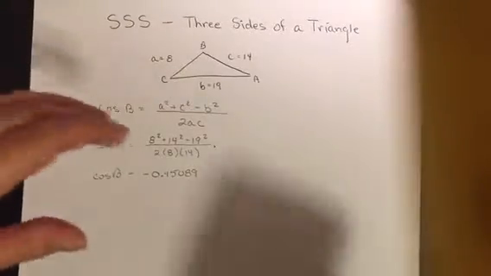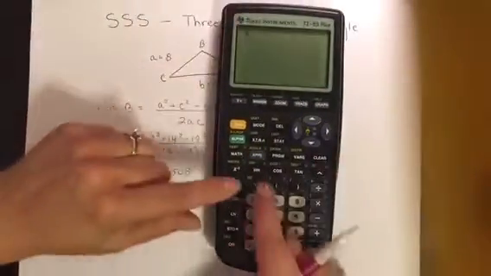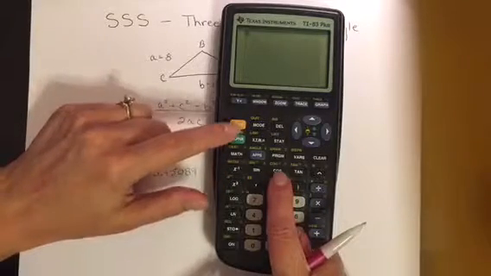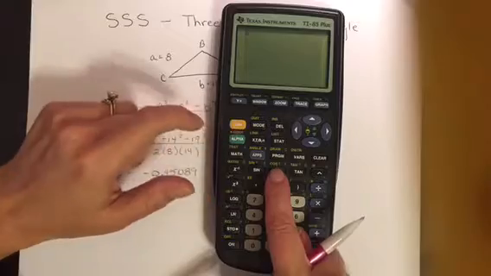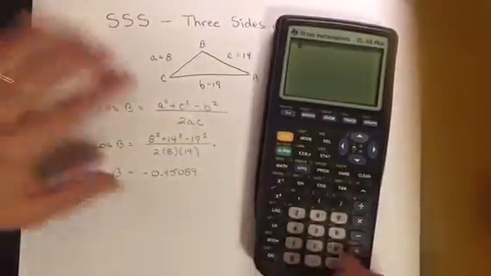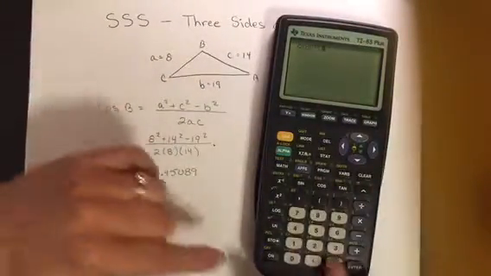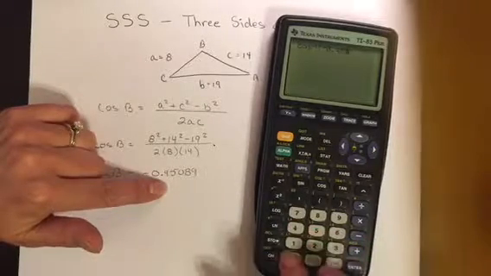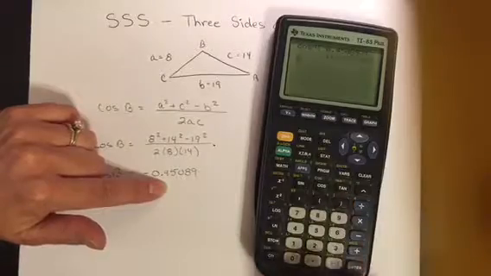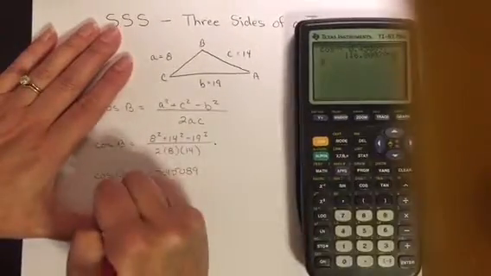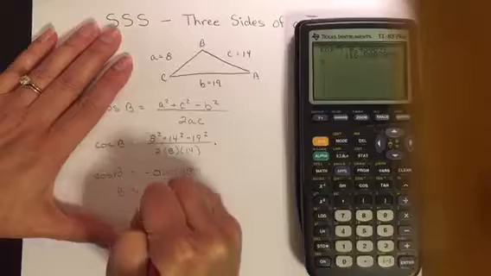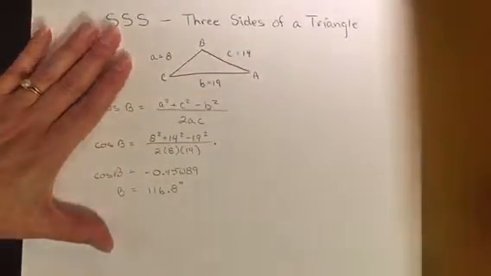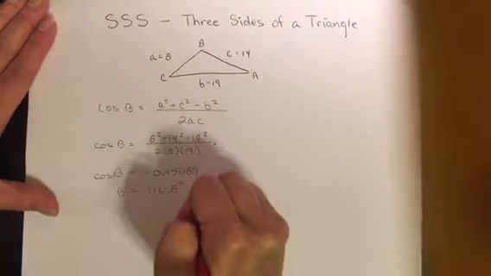All right, so now I'm going to use my inverse cosine button. Just to point this out, let me bring my calculator in here. Similar to what we did with sine, the inverse cosine button is second cosine. So I'm going to go second cosine negative 0.45089. And that gives me angle B is 116.8 degrees.